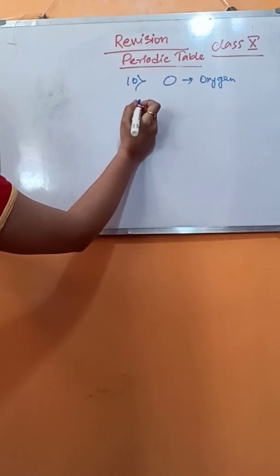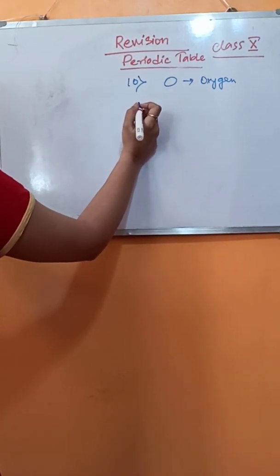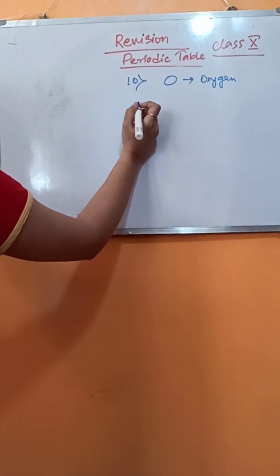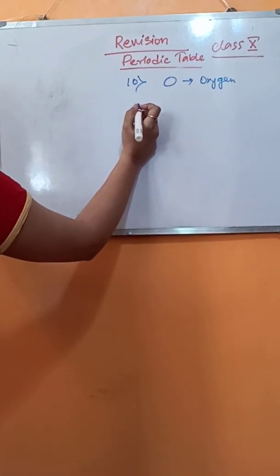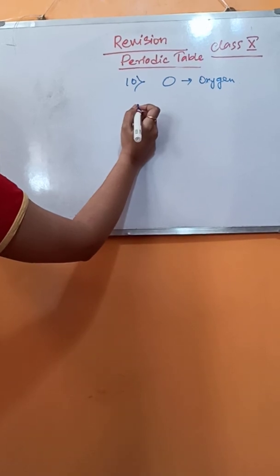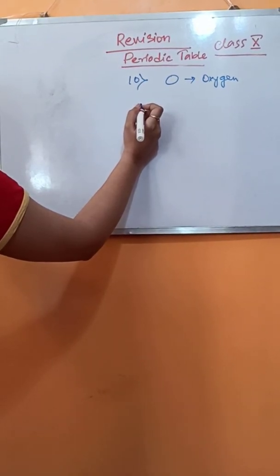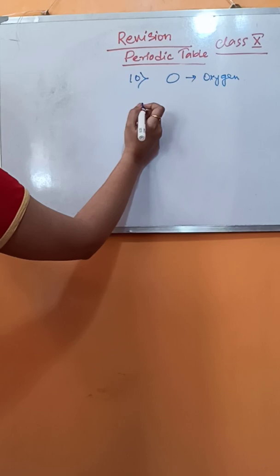Now in this table, it is given you have to, among A, D, J, and E, identify which one is metal, which one is non-metal, which one is metalloid, and which one is a noble gas.